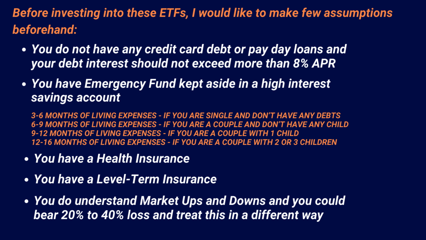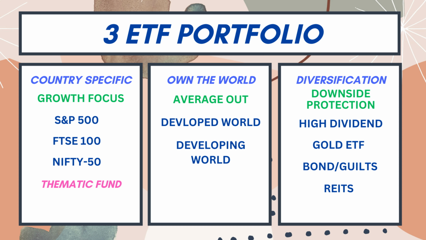My 3 ETF portfolio consists of 3 key factors, and these factors are country specific for growth focus, own the world to average out, and diversification for downside protection. Now this is just to simplify your portfolio. It's not a hard and fast rule to follow this pattern. I've created 3 major sections. One which is country specific, the second one is owning the world, and the third one is diversification.